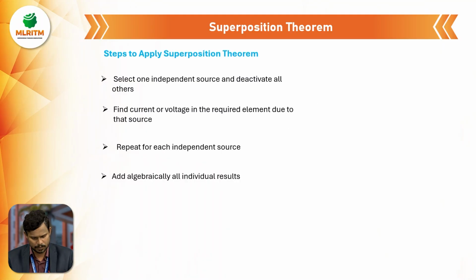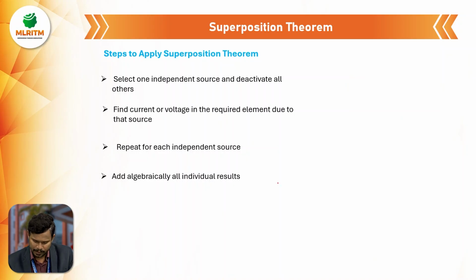So, the procedure for the superposition theorem. Select one independent source and deactivate all other sources. If the circuit consists of n sources, you can select any one source to be active and all other sources are deactivated, that means replaced with their internal resistances. Step number 2, find the current or voltage in the required element due to the active source, and repeat for each independent source and add algebraically all the individual results. That is called the algebraic sum of the total responses.